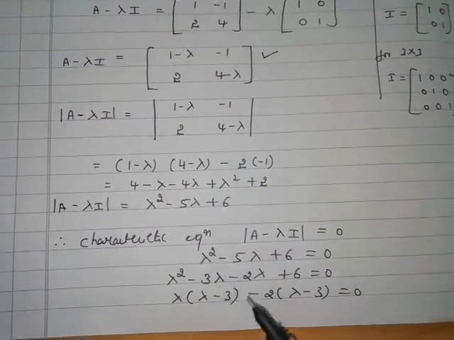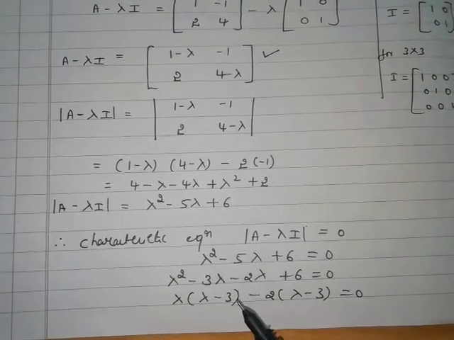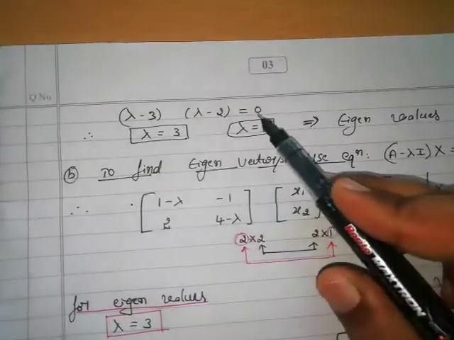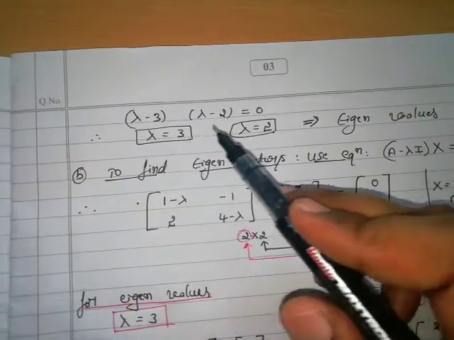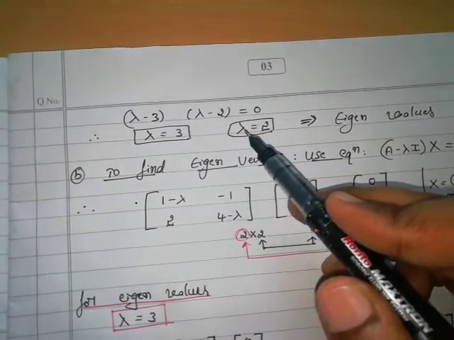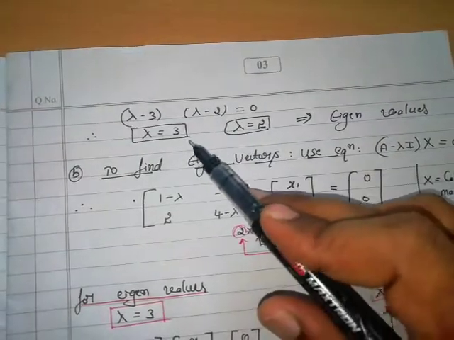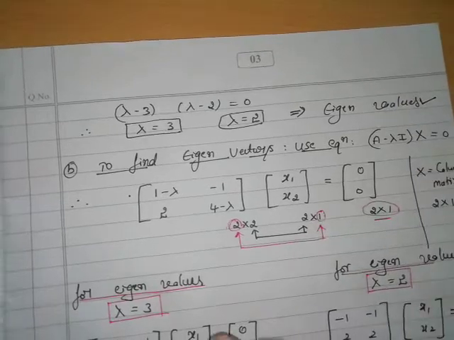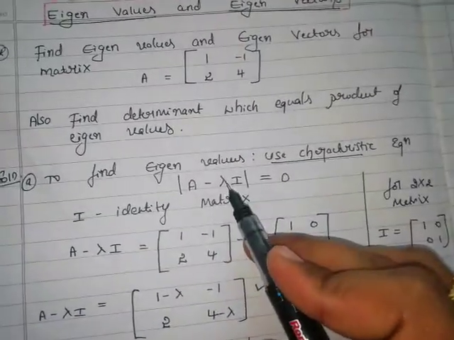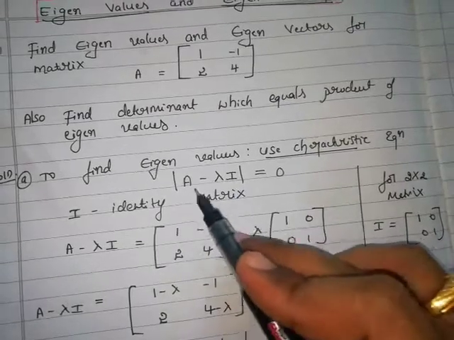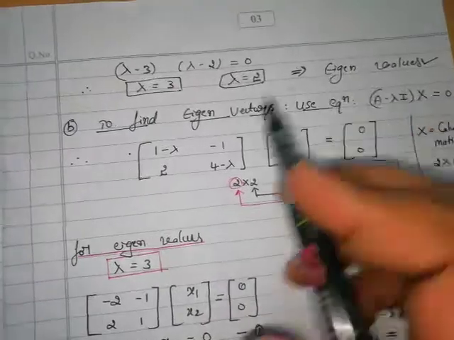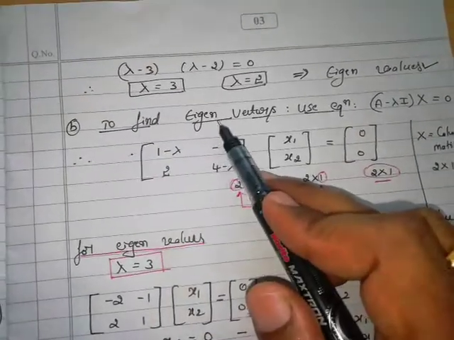Taking the common factors, we get lambda minus 3 times lambda minus 2, which is equal to 0. So we got lambda equal to 3 and lambda equal to 2. After solving this quadratic equation we got 2 values. These 2 values are called eigenvalues. So how did we get eigenvalues? With the help of the characteristic equation, determinant of A minus lambda I equal to 0. Once we find these eigenvalues, we will find the second part, eigenvectors.